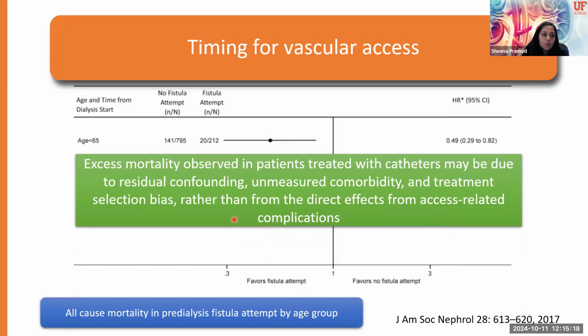So one of the thoughts was that maybe the excess mortality that we see in our patients with catheter may not really be due to the fact that they had a catheter, but it may be more due to the fact that they are the sicker patients who have a lot more comorbid conditions and who really are not ideal candidates to get a fistula.